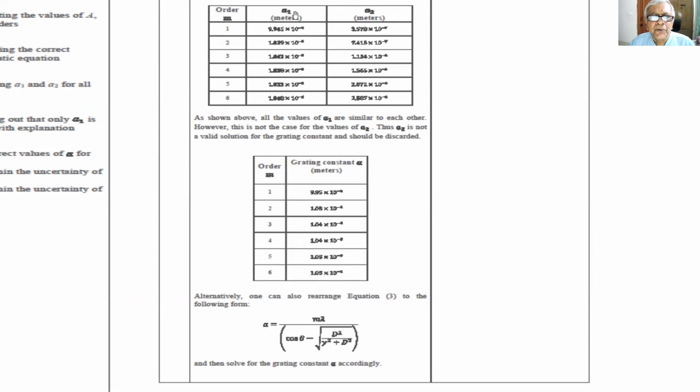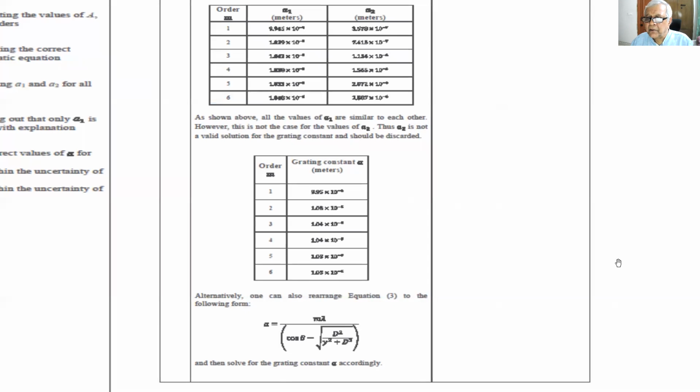You can see that if you look at A1 calculated, they are roughly a constant, whereas for A2 there's a lot of variation out here. Therefore, for A2, it is given that the grating constant is a constant. I mean, they are uniform spacing, so we do not take the A2 value and we sit down and calculate from A1.